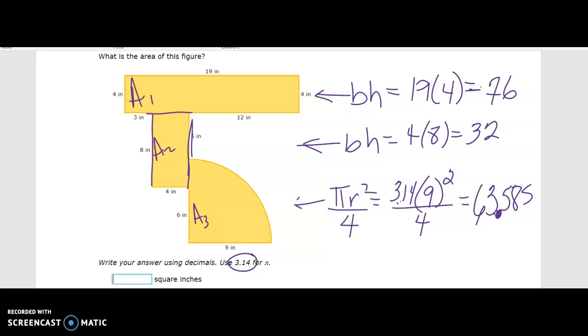And then we're going to add everything up. So 63.585 plus 76 plus 32, 171.585.